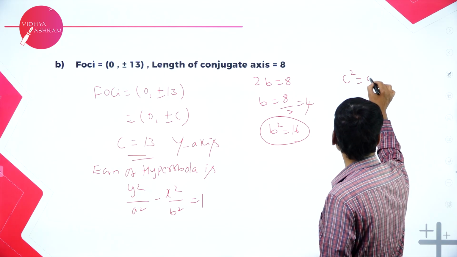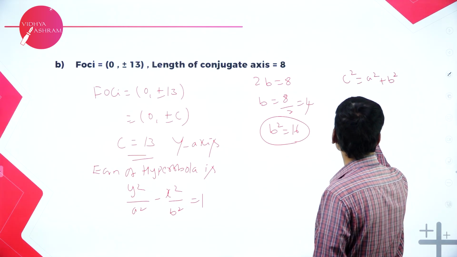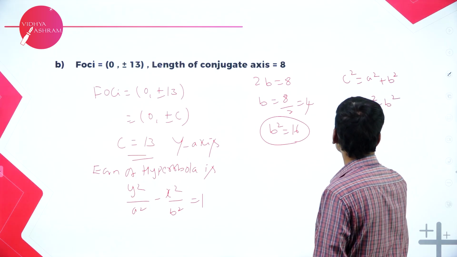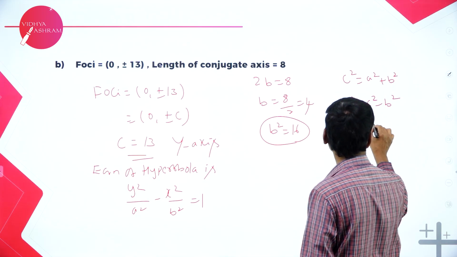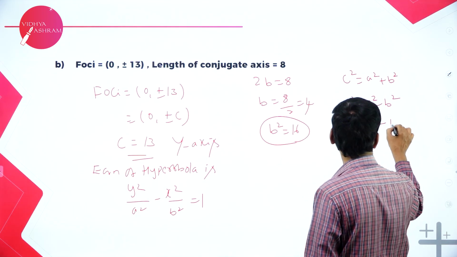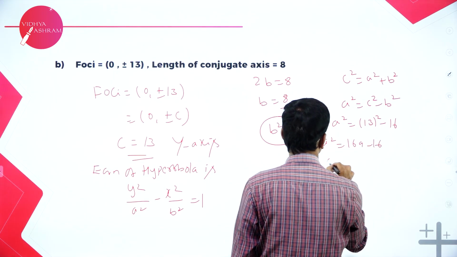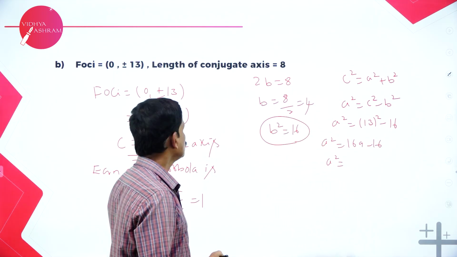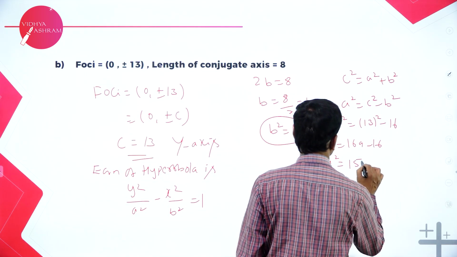We know c square is equal to a square plus b square. So, what is a square? a square is equal to c square minus b square. a square is equal to 13 square minus b square, which is 16. So, 13 square is 169 minus 16. So, the value of a square, 169 minus 16, is equal to 153.